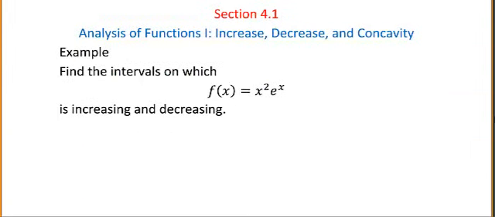Let's find the intervals on which f of x equals x squared times e to the x is increasing, and the intervals on which it's decreasing. So let's start out by taking the derivative. The derivative f prime, using the product rule, is the derivative of the first function, 2x, times the second function, e to the x, plus the first function, x squared, times the derivative of e to the x, which is again e to the x.